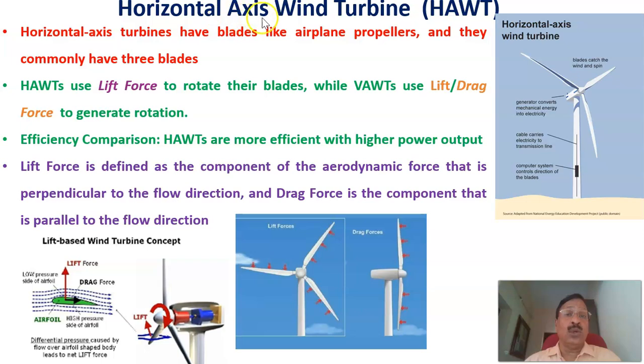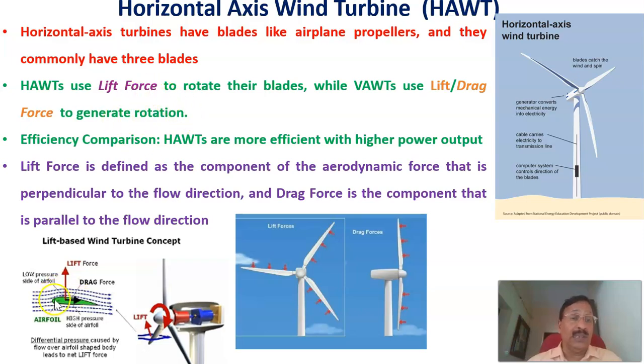Now let us see horizontal axis wind turbine, HAWT. Horizontal axis wind turbines have blades like an airplane propeller, and they commonly have 3 blades. Horizontal axis wind turbine uses lift force to rotate the blades, but vertical axis can use either lift force or drag force. Let us see what lift force and drag force are, and how they generate the rotation.